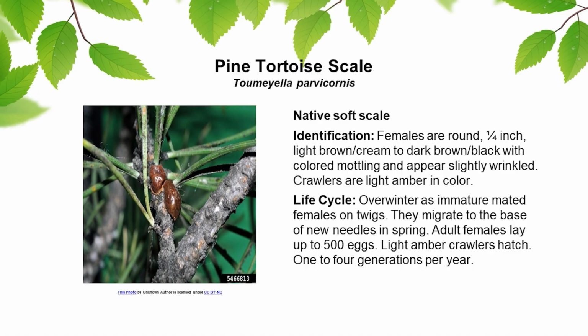Pine tortoise scale overwinter on twigs as immature mated females. They migrate to the base of new needles in spring. Adult females lay up to 500 eggs that hatch into crawlers in June to July. They can have 1 to 4 generations per year.